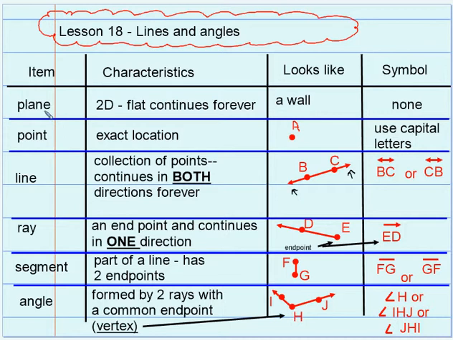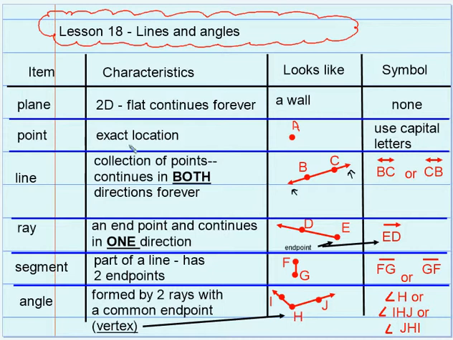Okay, so we have a plane, a two-dimensional flat surface that continues forever. And what that's going to look like would be a wall. However, the wall would continue forever in each direction, so like to the left and to the right and up and down. It wouldn't stop with the floor or the roof or the other walls. It would continue on forever. And there's no symbol for that.